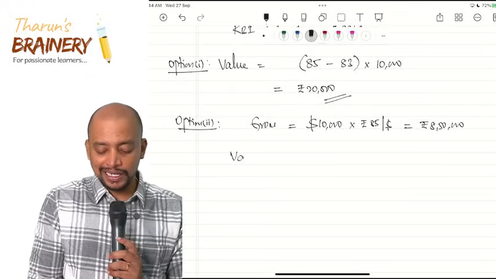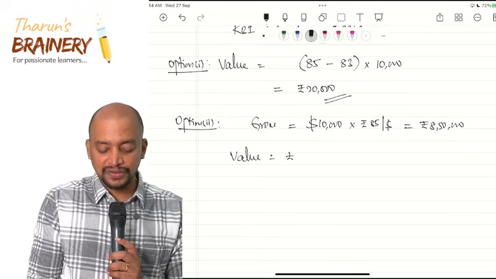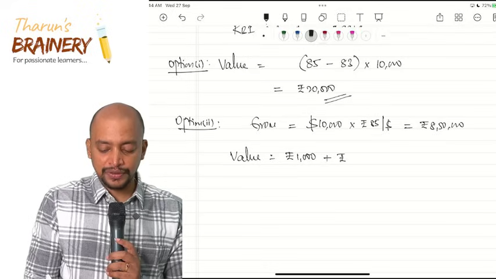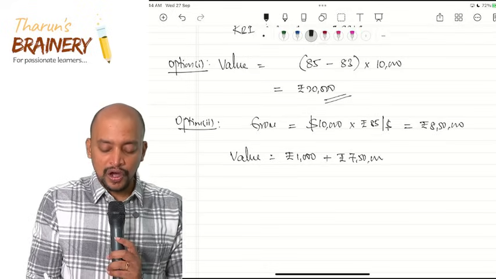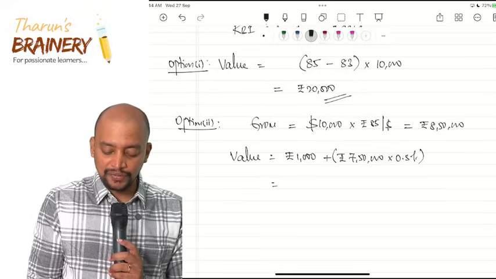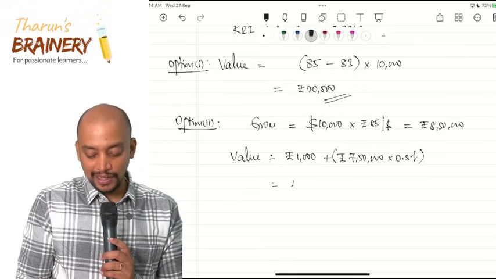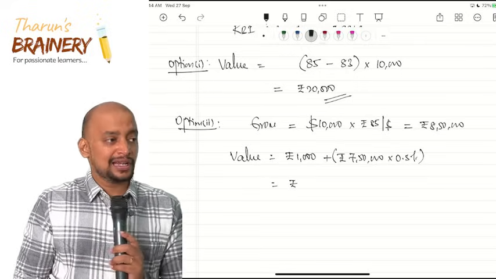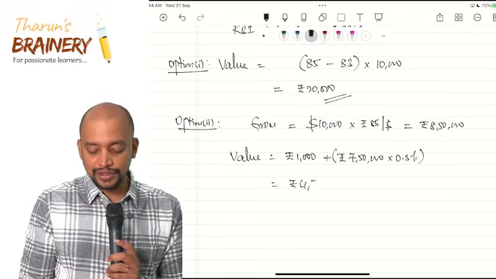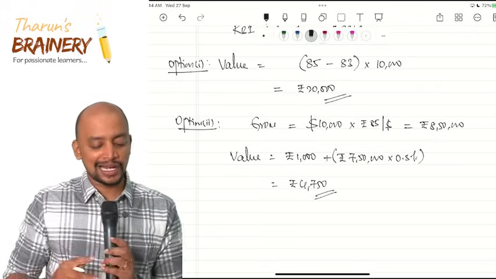So what will be taken as the value? For the first 1 lakh it will be 1000, plus the excess amount of 7,50,000. On that 7,50,000 we need to take 0.5%. That will come to 3,750 plus 1000, that is 4,750, which will be taken as the value.